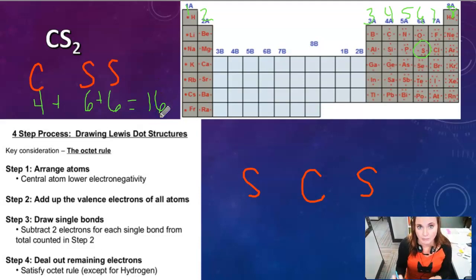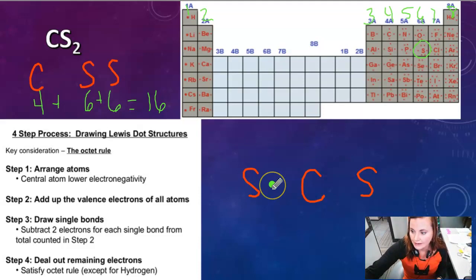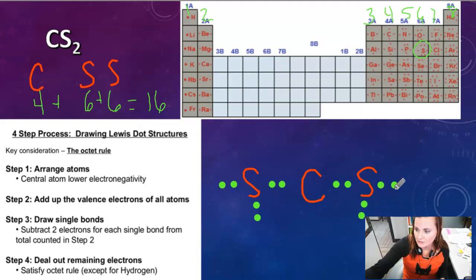Now we're going to arrange them around. Remember, we want to make sure that carbon has access to 8, and that each sulfur has access to 8, to satisfy our octet rule. So I can start here, and I can draw them like this if you want to, because that makes it look more like a bond, but it doesn't really matter. So 1, 2, 3, 4. We need 16 total, right? So 5, 6, 7, 8, 9, 10, 11, 12, 13, 14, 15, 16.